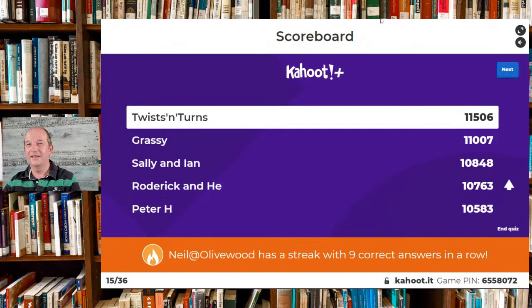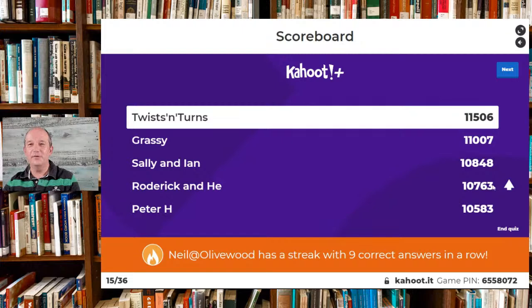Twist and Turn solidly in first place. Grassy in second. There's a definite battle going on there. Neil, 9 answers in a row. Well done. Absolutely brilliant. That's really good. Hasn't got you onto the scoreboard yet, but that's a really good achievement. Roderick and Helen. Yes, Helen. If you just put Roderick stroke Helen or something, that would have been easier. No, actually, that would have been even more confusing, Roderick. Glad you didn't do that. But moving up there, well done.